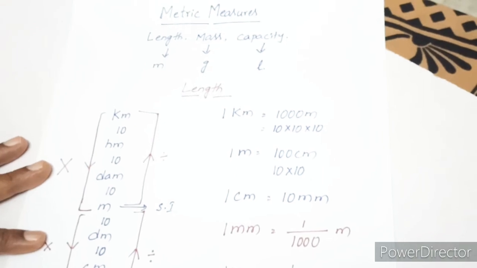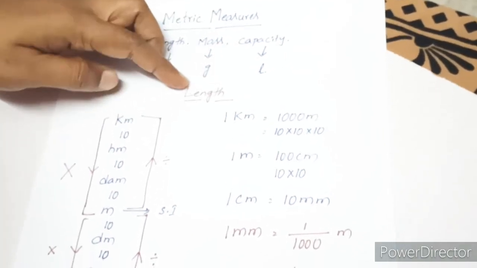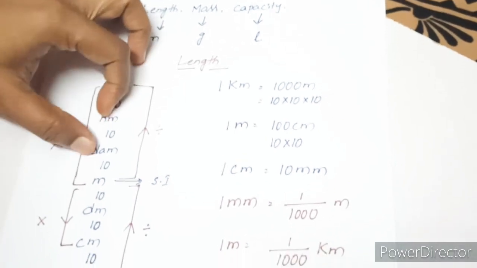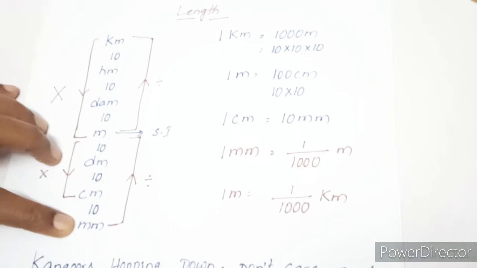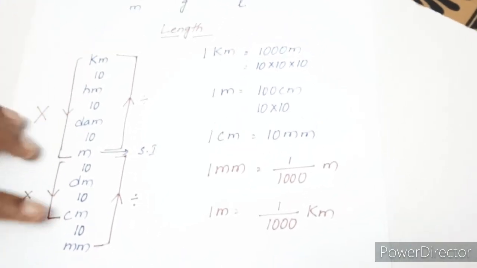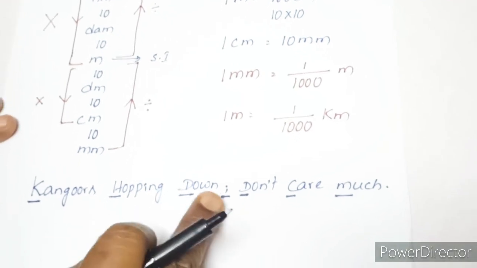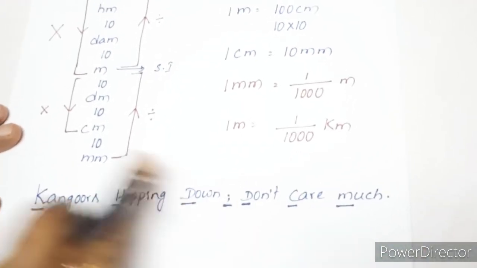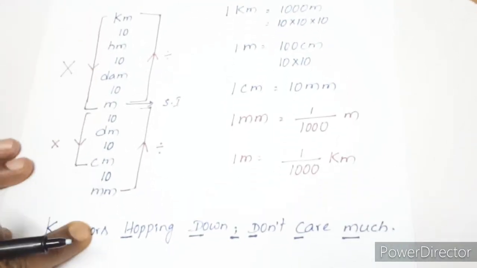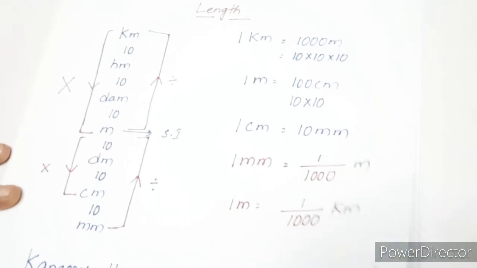So, already last session we have discussed the units of length: kilometer, hectometer, decameter, meter, decimeter, centimeter, and millimeter. I have already told you one mnemonic to remember these units. Kangaroos hopping down don't care much. If you remember this one, it is very easy to write all these units in one order, so that it will be easy for you to do the conversions.